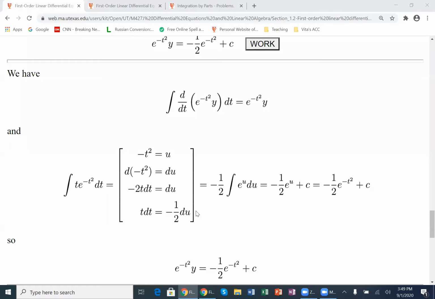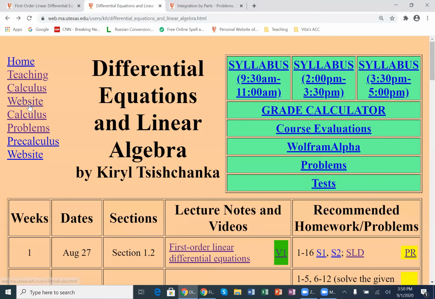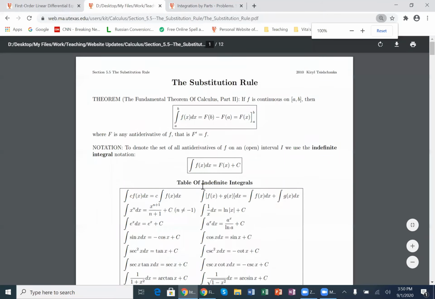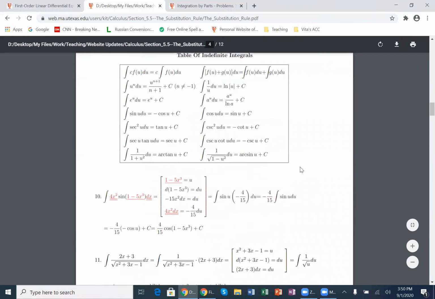Next step. By the way, the big picture is the goal is to get rid of t terms and obtain only u terms on the right. T is not allowed here. Should be only u terms. Number 2, this integral should be from the list of standard integrals from calculus 1. And by the way, here is the list. We go back to my calculus website over here, click on substitution rule, and here is the table.